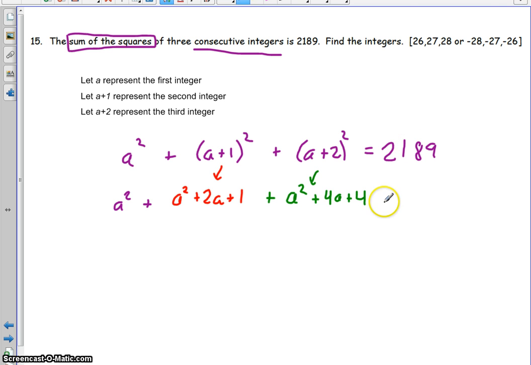Now that's going to be equal to 2,189. Once you have this part done, again, I'm going to leave this algebra to you to get from a plus 1 squared to this and a plus 2 squared to this. We need to collect all of our like terms. So I have 1, 2, 3a squareds. I have 2a and 4a, which gives me 6a. And I have 1 plus 4, which gives me 5. So 3a squared plus 6a plus 5 is going to be 2,189.